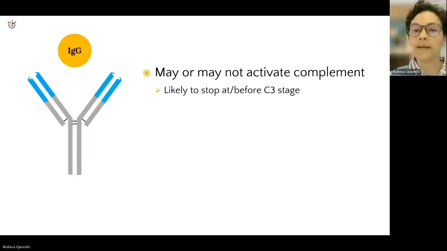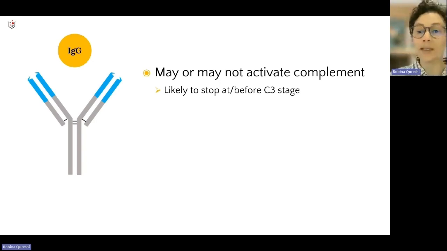So, like you've said, they may or may not activate complement. And if they do, it's likely to stop at or before the C3 stage, which is the amplification stage, and we're going to look at that later on. As some of you said, they have to be very close together. So we need 2 molecules of IgG attached to antigen sites that are very close together in order to activate complement in the first place.